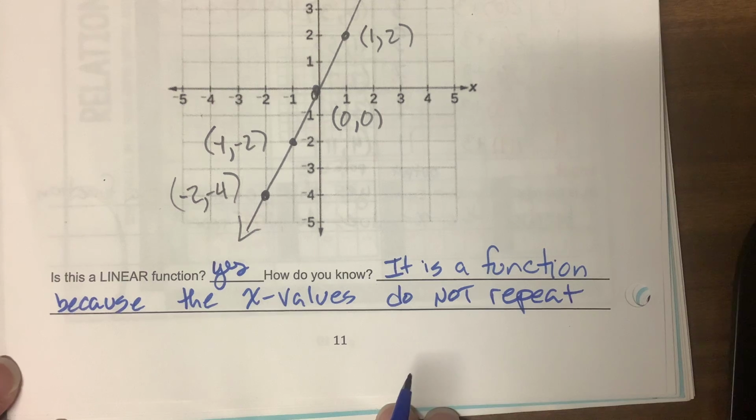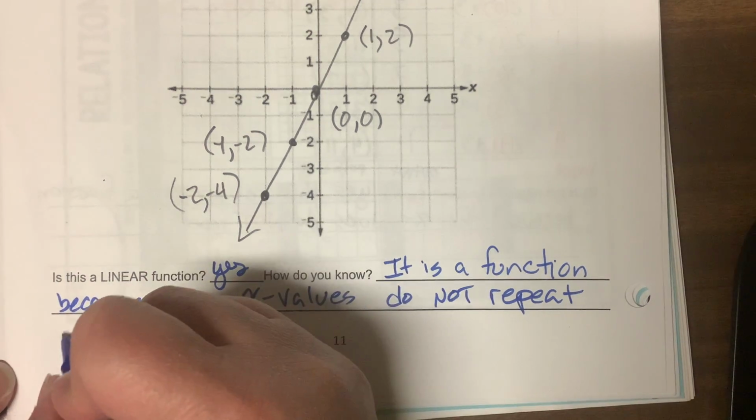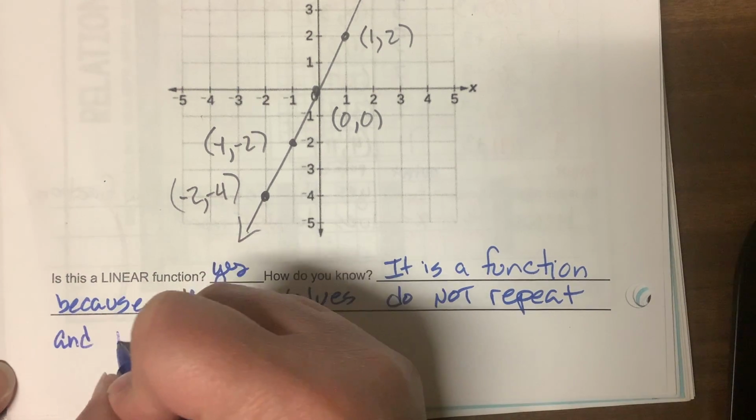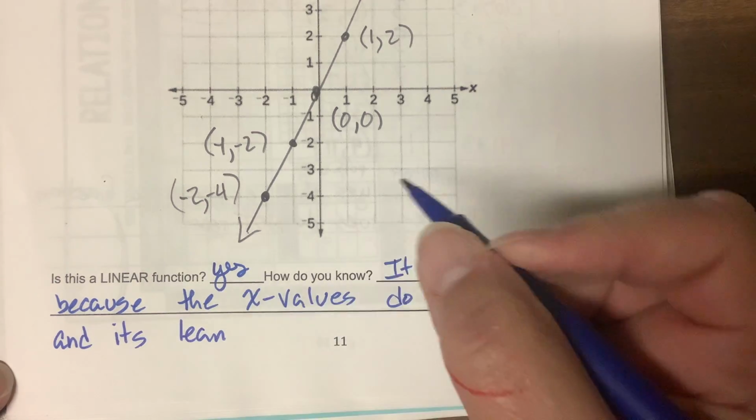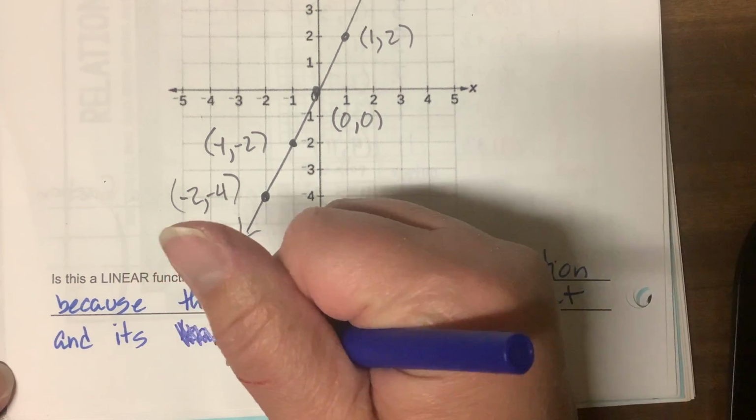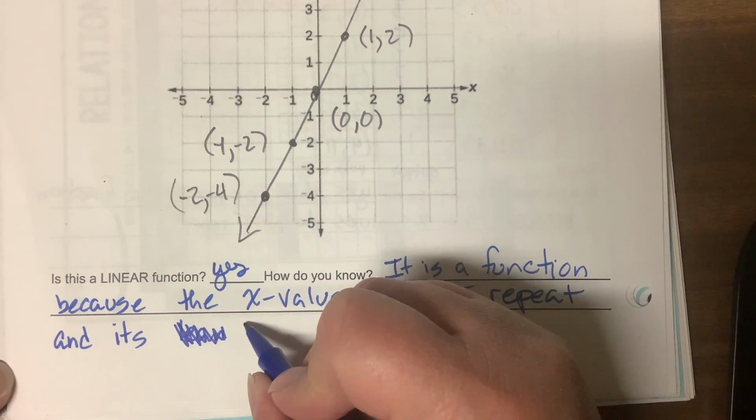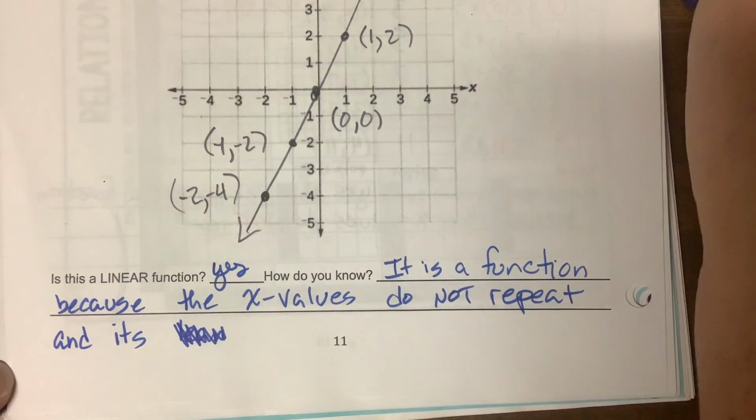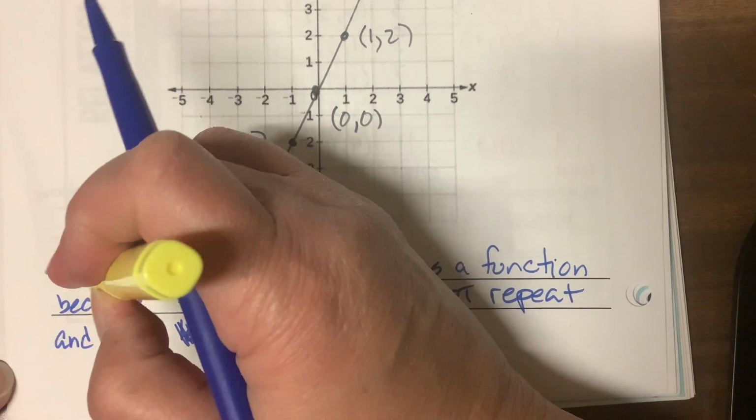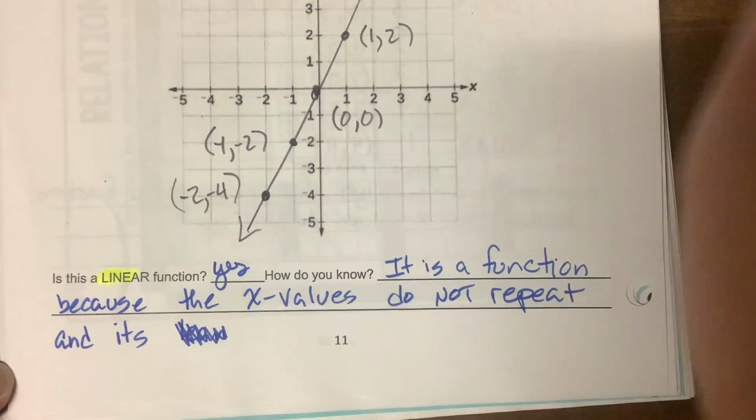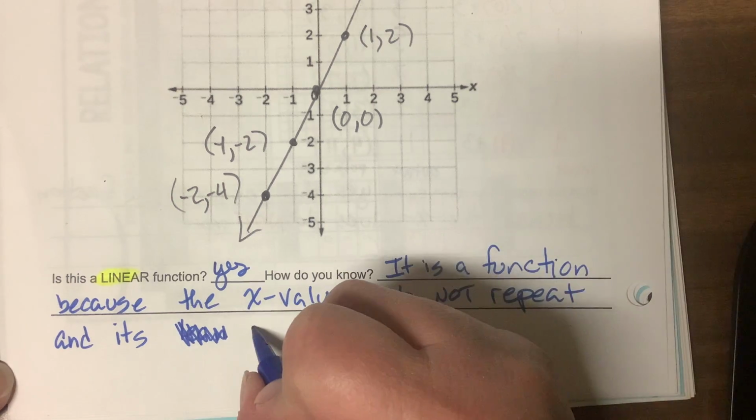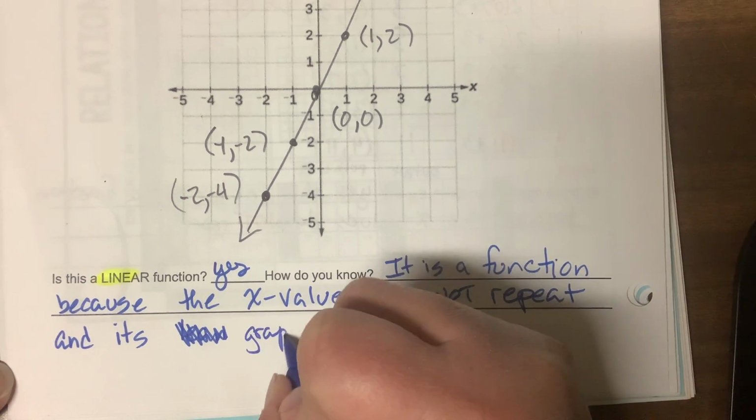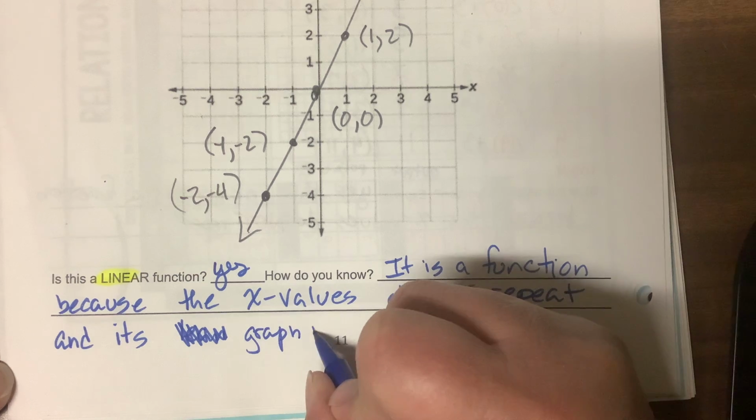and it's linear because it looks like a line. And I just spelled linear wrong. What is wrong with me today? Silly Bono. Linear starts with the word line, L-I-N-E. And I was going to spell it without saying the word line, linear. And its graph is a line.